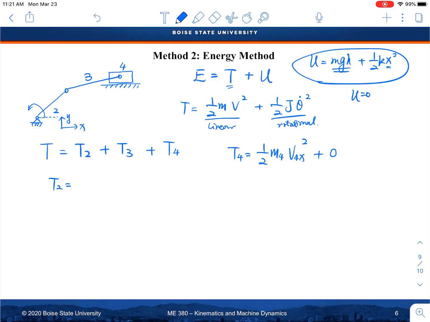Let's look at the T2. When we talk about kinetic energy, linear and rotational motion, we're actually talking about the center of gravity. So we need to find if there is a rotation around G2 and if there is a linear motion at the point G2. Actually we have both. So we need to first find the linear motion, and then we have to find the rotational motion.